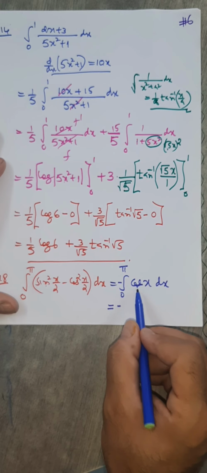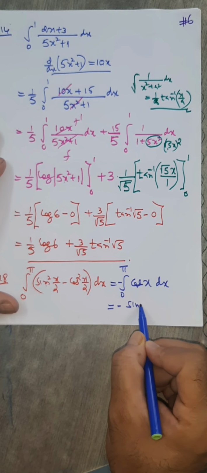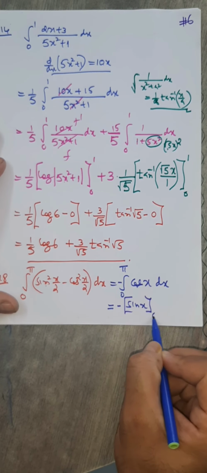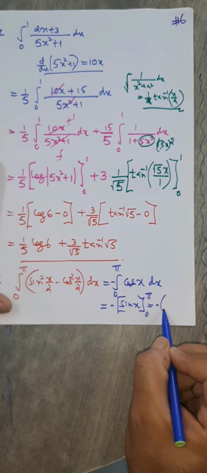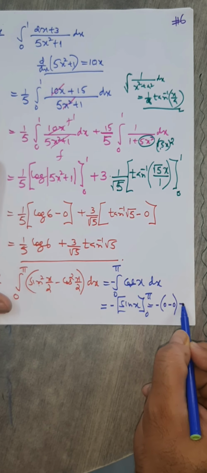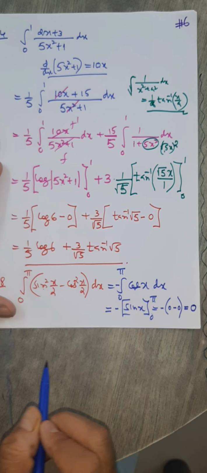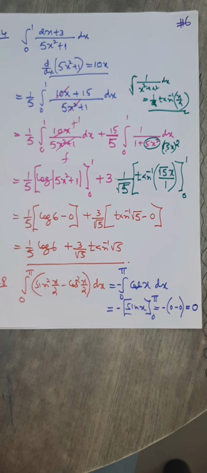Minus. Now what's the integral of cos? That's sin x, and limits are from 0 to pi. So here minus sin pi is 0, sin 0 is 0. So here the answer will be 0. The value of the definite integral here is nothing but 0, remember.